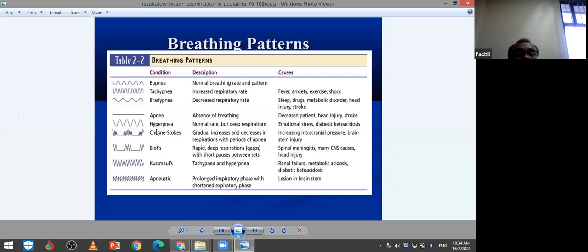Hyperpnea is not easy to look for in children. But tachypnea you have to look. Everybody, when they are going to go out, must recognize tachypnea.